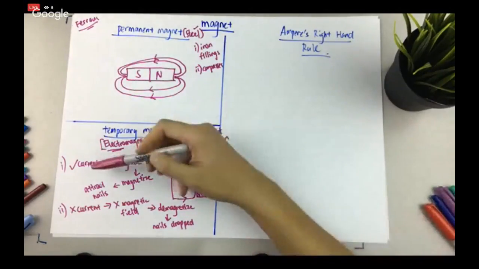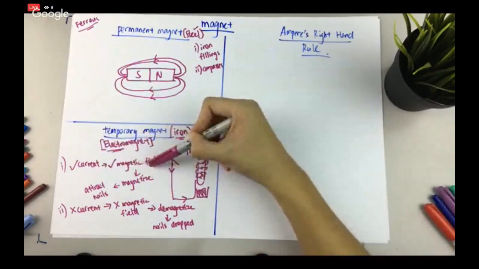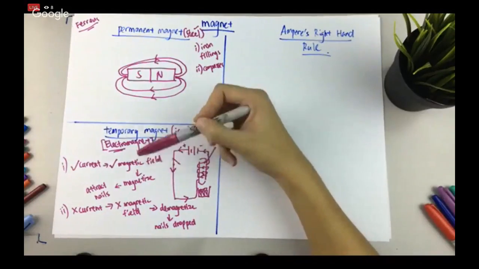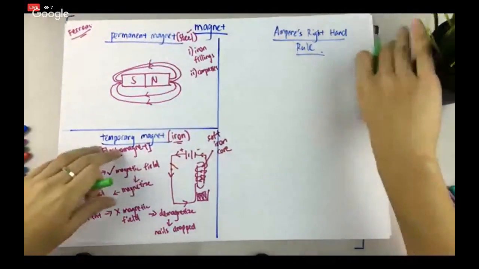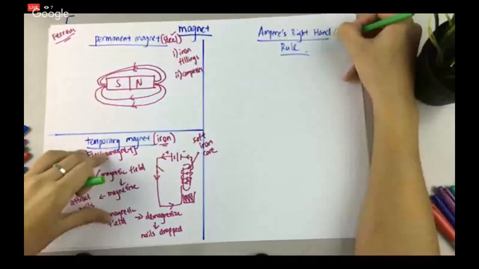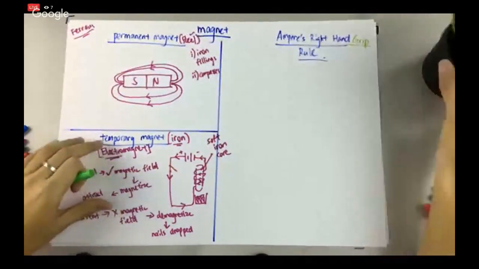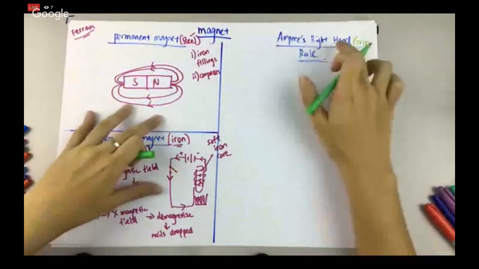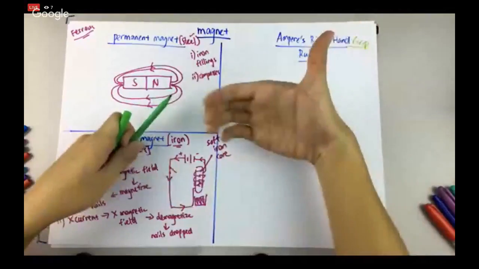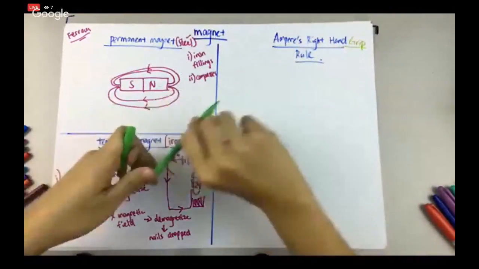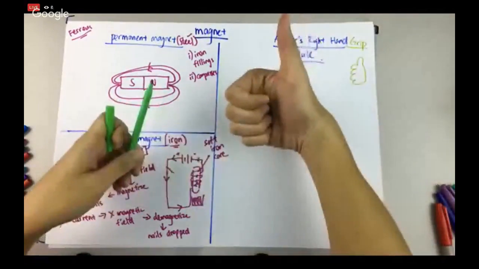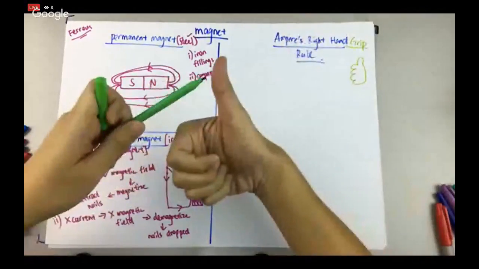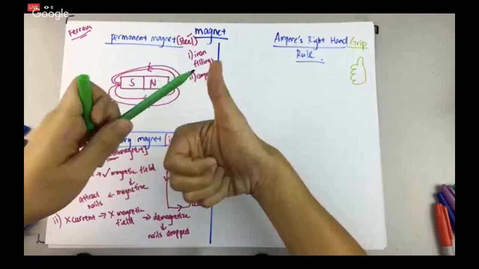Okay, so here comes Ampere's right hand grip rule. Sorry, I missed out a word. Okay, so I put this up on the wave now. So what's Ampere's right hand grip rule? Mainly it's like your hand here. Let's say this is your hand. Then what is your thumb? Your thumb will be the direction of your current. And then the rest of the four fingers represent the direction of your magnetic field. So right now, this will be your current, and the four fingers.